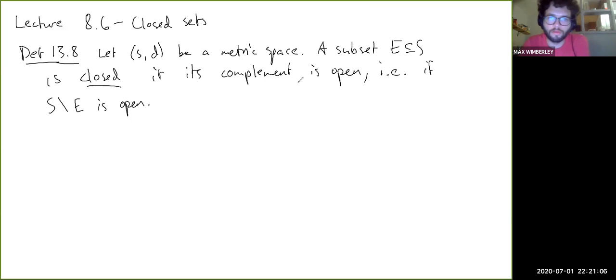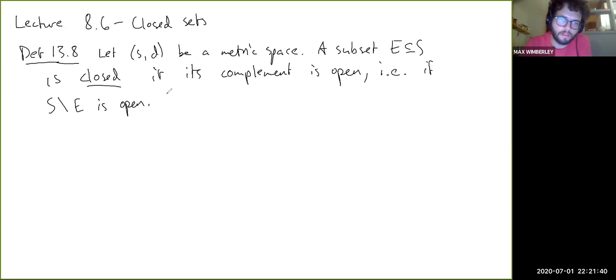So just in case anyone's unfamiliar, the complement of a set within another set is just the collection of all the points in the larger set which are not in the given set, right? So this symbol here, S\E, is the complement of E. It consists of all the points of S which are not in E, okay? So you're just flipping, for every element, whether it's in the set or not.